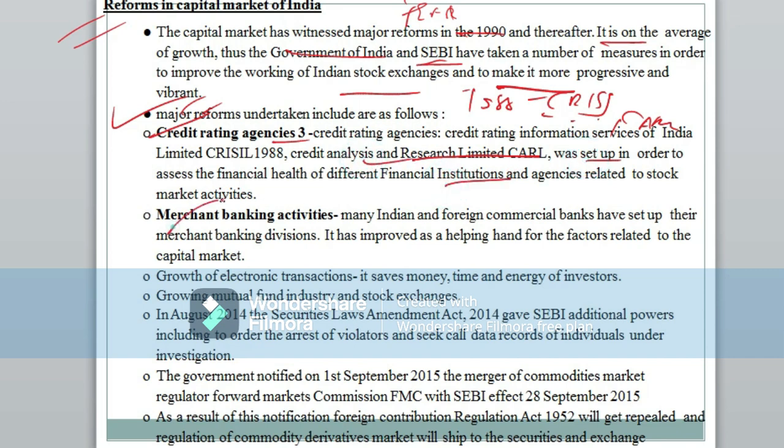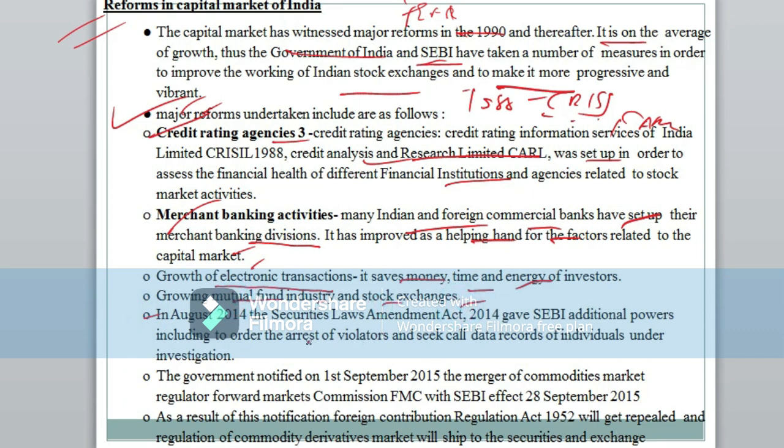Then comes merchant banking activities. Many Indian and foreign commercial banks have taken up merchant banking activities in terms of factors related to the capital market. Electronic transactions save money, time and energy for investors. It also provides for the growing mutual fund industry and the stock exchanges.